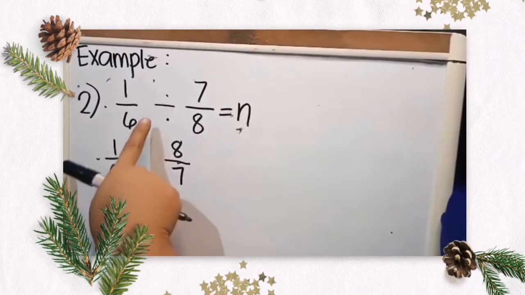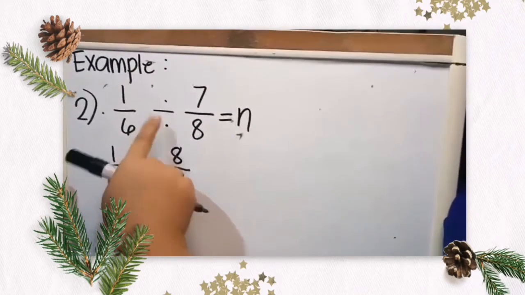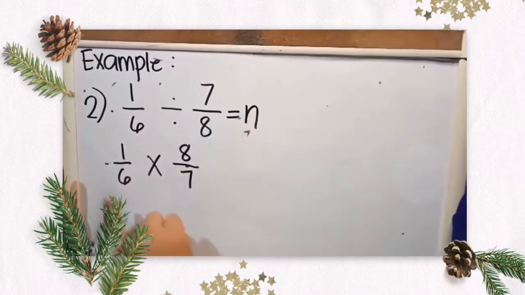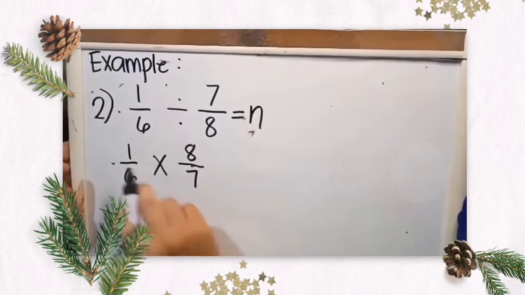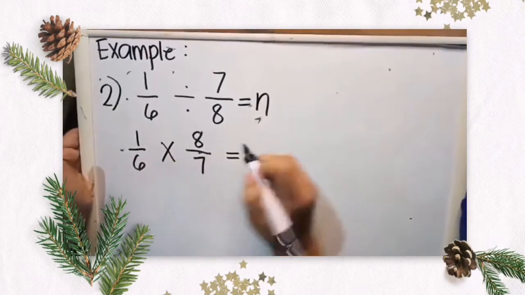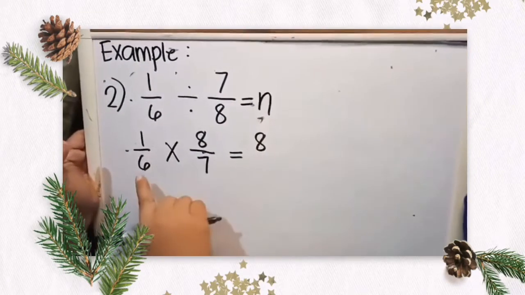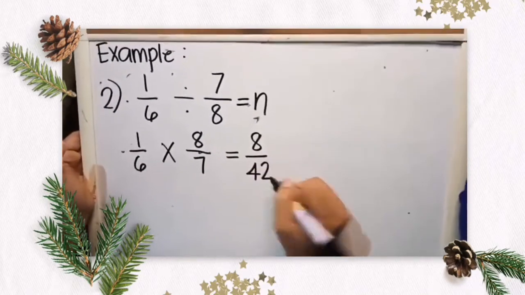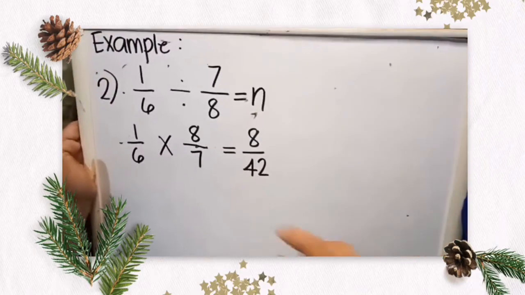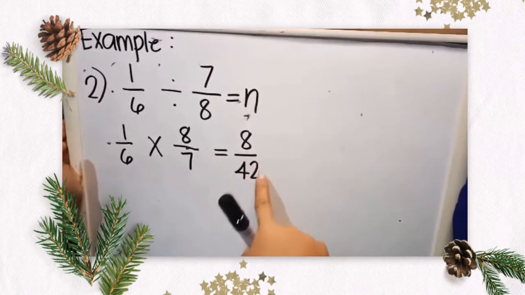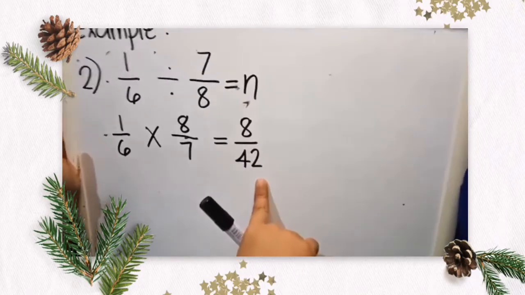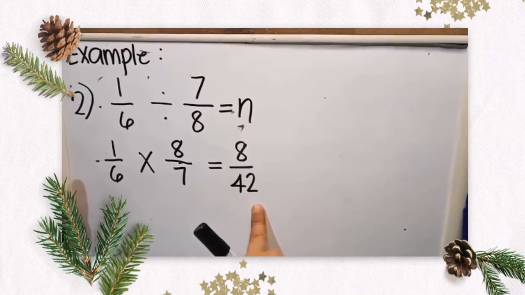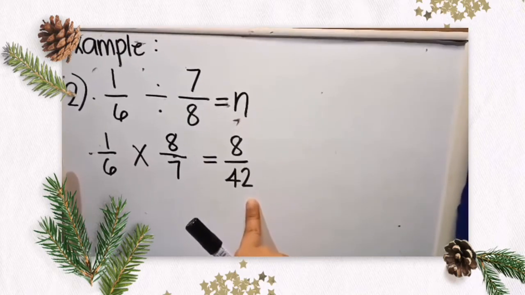Next, change the operation. Ang division mahimong multiplication. Then, multiply the numerators. 1 times 8, that's 8. 6 times 7 is 42. Okay, now, since your answer is 8 over 42, look for a number, ma-simplify pa man nato siya or ma-reduce pa man nato siya into its lowest term.